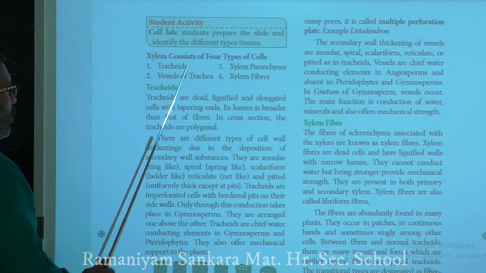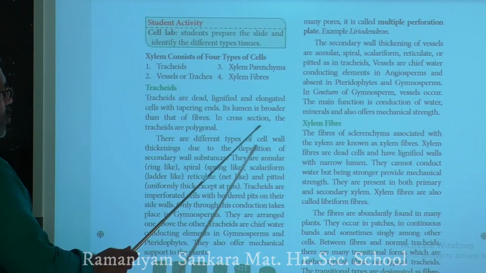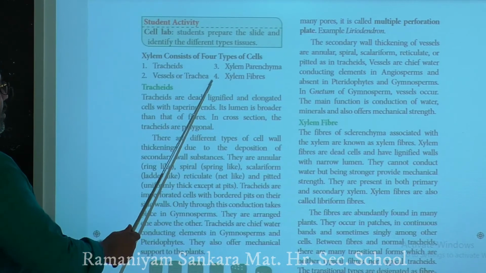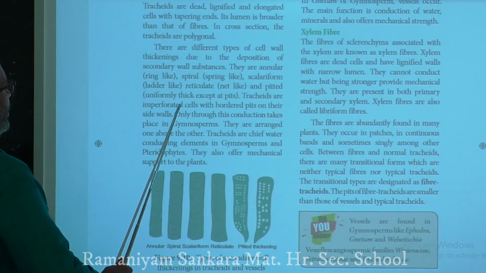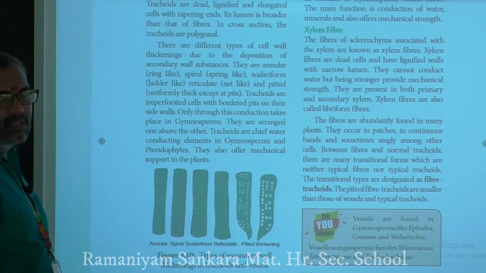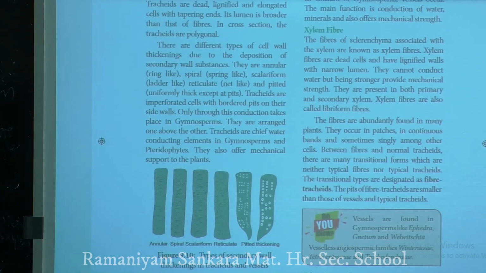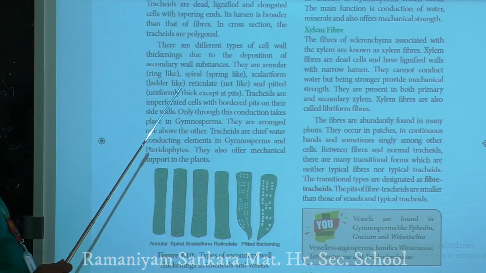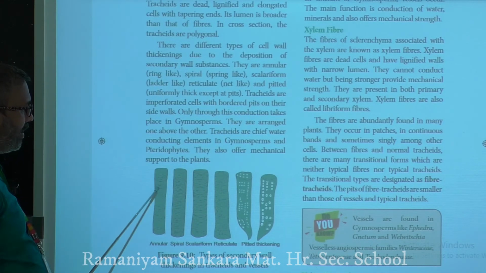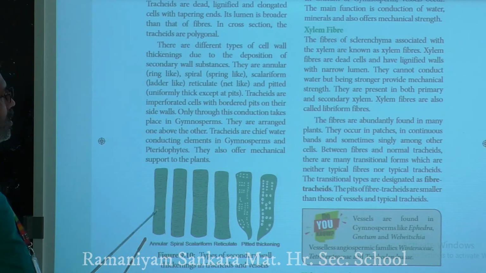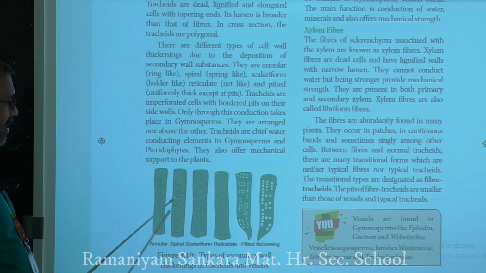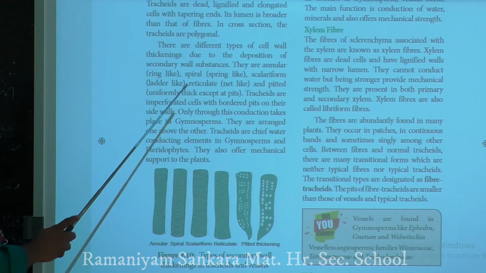The lumen is broader than in fibers. In cross section the tracheids are polygonal in shape. There are different types of cell wall thickening due to the deposition of secondary wall substance. One is annular, a ring-like structure, called annular type. Spiral, a spring-like structure, is called spiral.